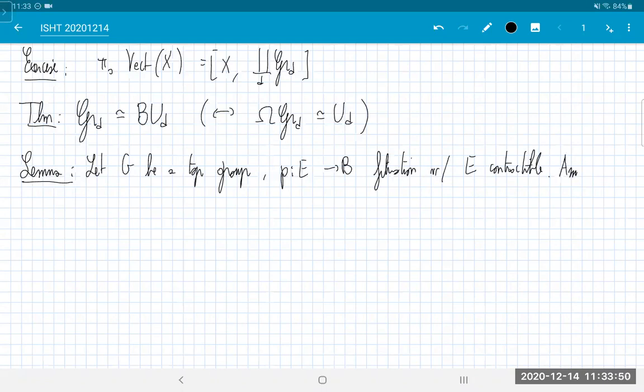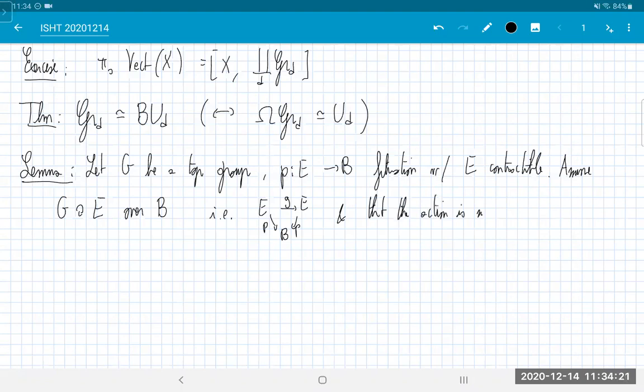And assume G acts on E over B, by which I mean that every element of G is a map from E to E over B. It preserves the projection to B, i.e. this commutes, and that the action is simply transitive on each fiber, by which I mean something slightly stronger than literally that the action is simply transitive on each fiber.